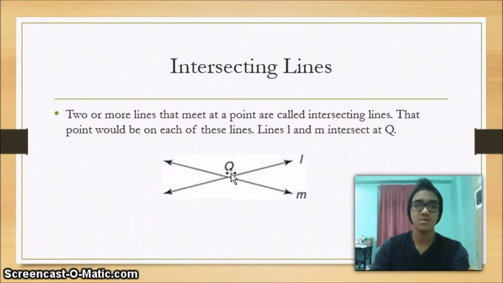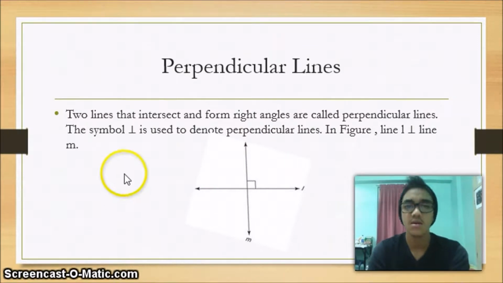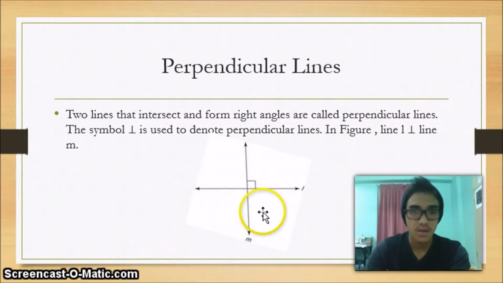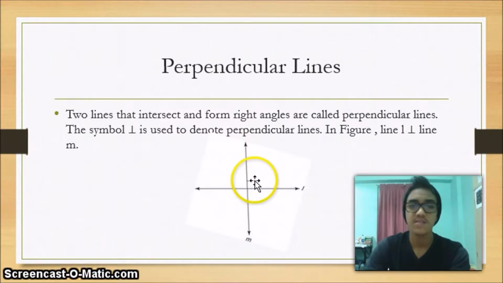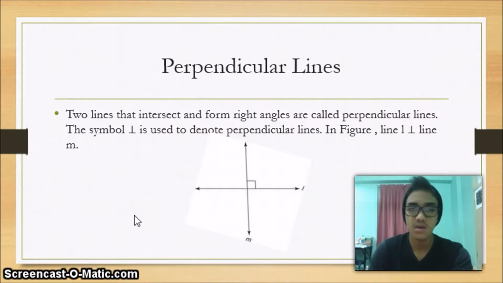So next is perpendicular lines. Okay, two lines that intersect and form right angles are called perpendicular lines. This symbol is used to denote perpendicular lines. So in the figure below, line L and M are perpendicular. As we can see here, line M and L intersect, and the angle made by the intersection is 90 degrees, a right angle. Only a right angle, we call it perpendicular lines.